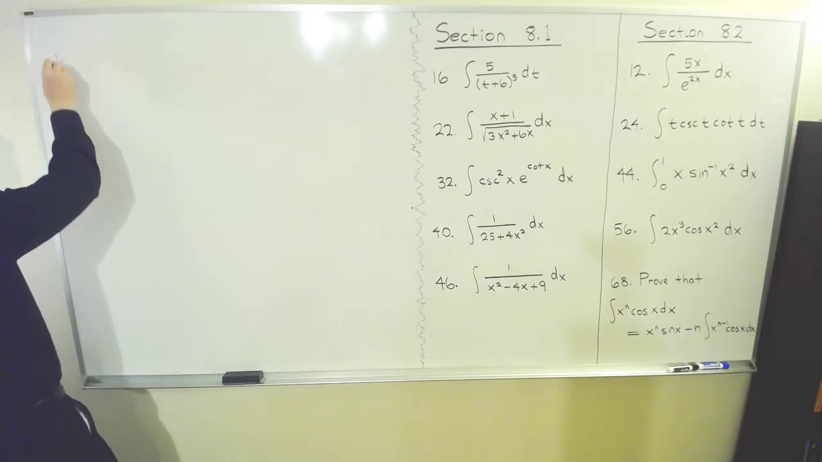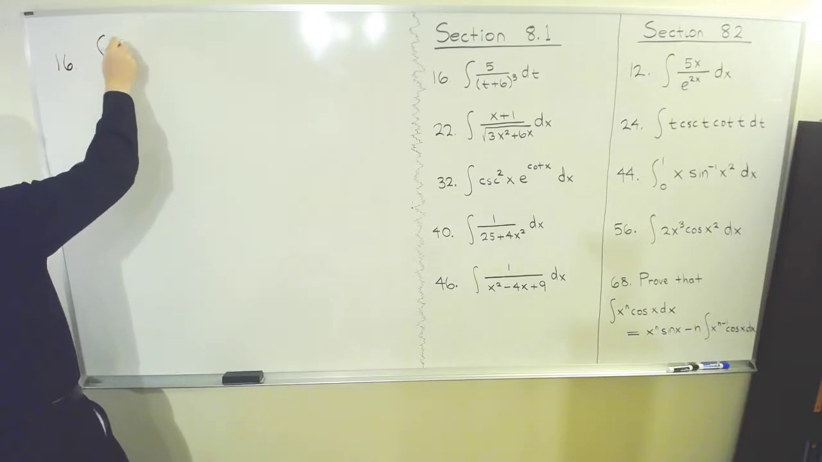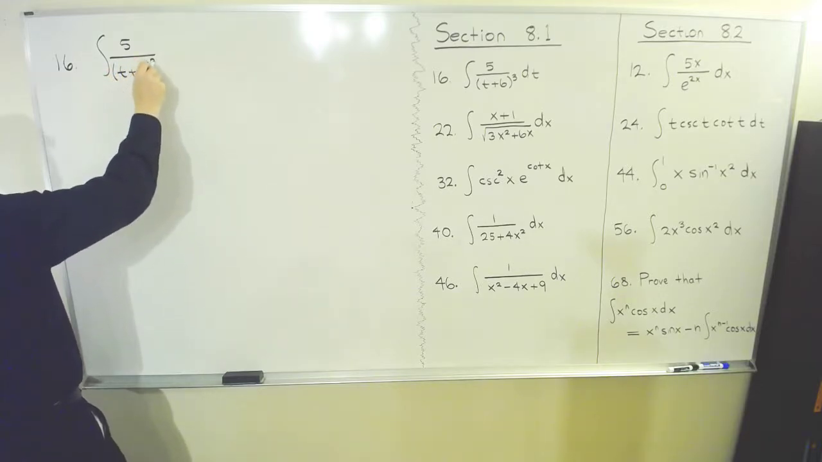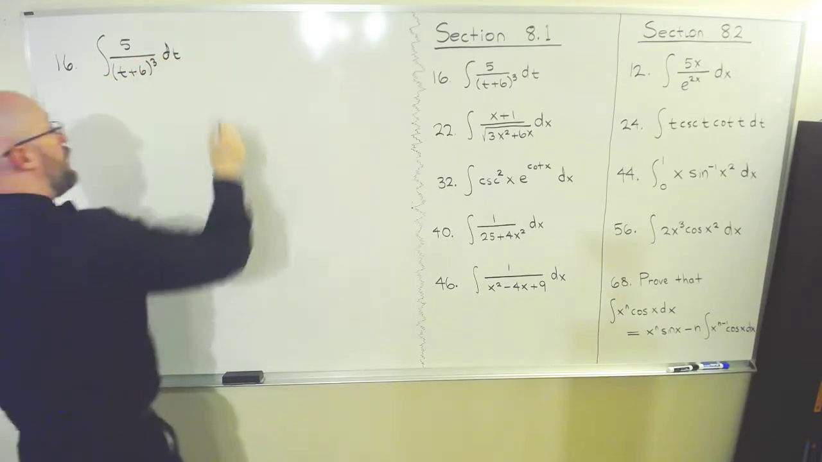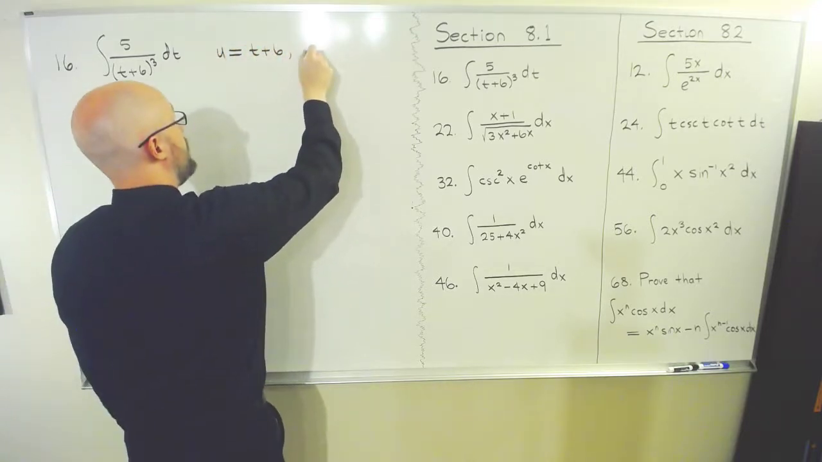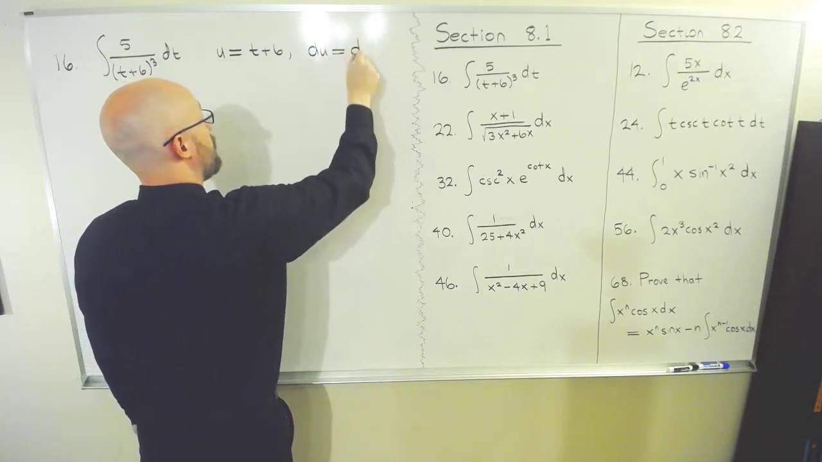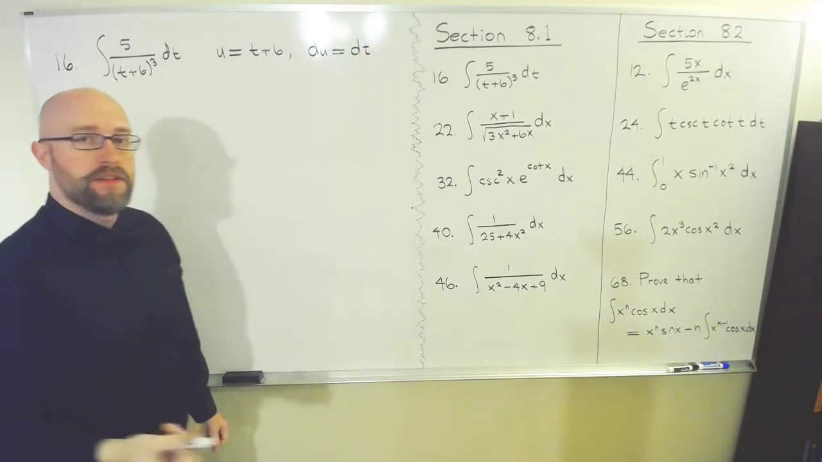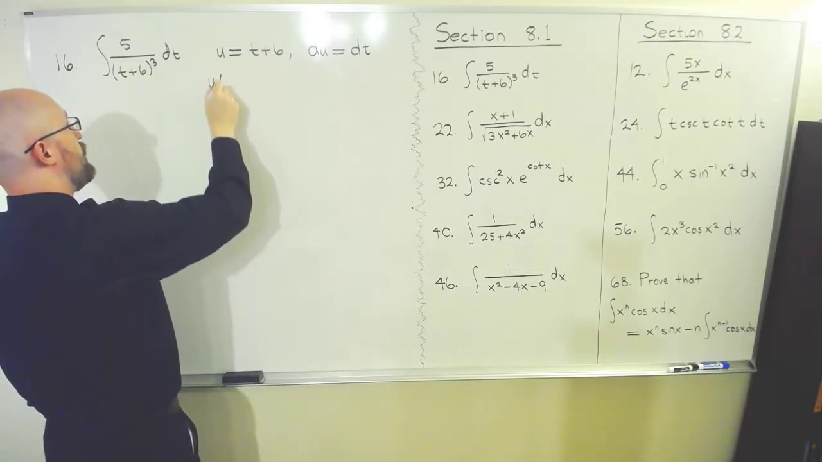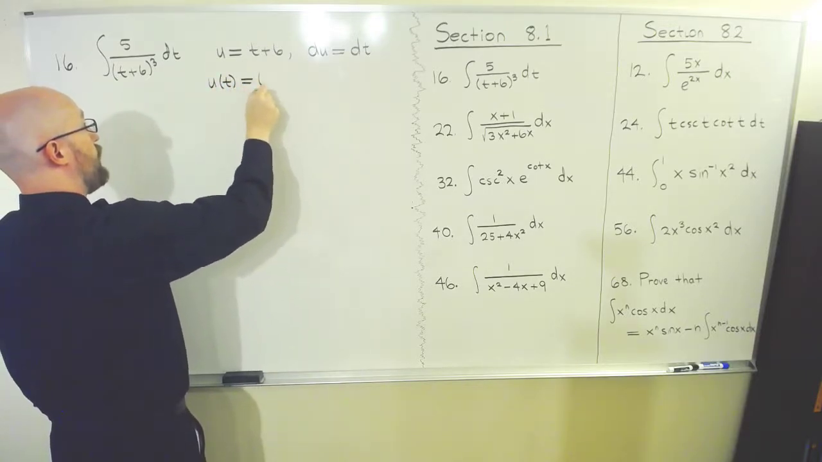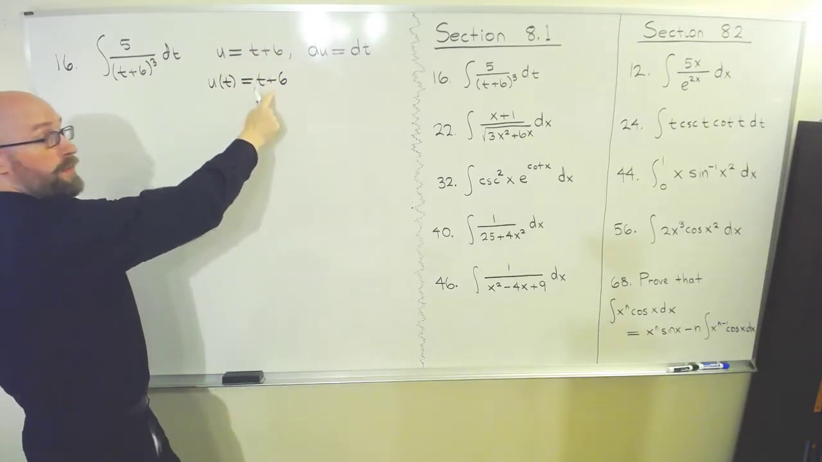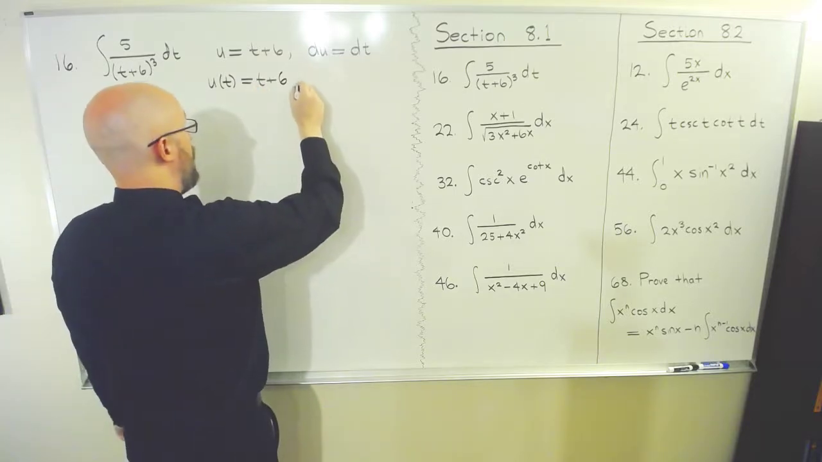So this is number 16. I'm going to rewrite it here first. Integral of 5 over (t plus 6) cubed dt. In this case, a good choice of u is t plus 6, in which case du is just dt. Now this still confuses some people, so let me spell out what we're really doing here. You remember we're choosing a new variable, which is a function of the old variable, and so the u is really u of t, and this is the form of that function. It's just t plus 6.